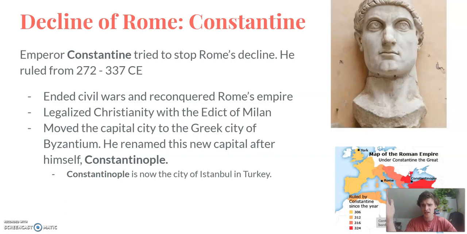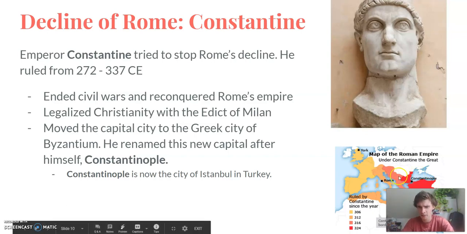He legalized Christianity and ended the persecution of Christians with what's called the Edict of Milan. And the most important thing that he did was he moved the capital from the city of Rome to a new city that used to be called Byzantium. It was a small town, but he built a new capital and named it after himself, Constantinople. And this is still a city today, but the name has been changed to Istanbul. And this city was important for trade because it controlled the access from the Black Sea to the Mediterranean. And so he thought by moving the capital to this important area, he would make Rome richer.